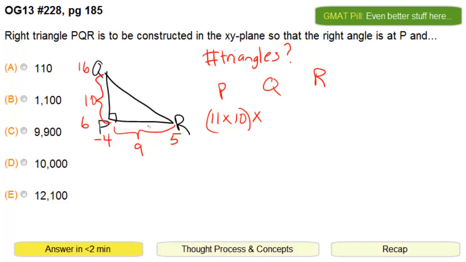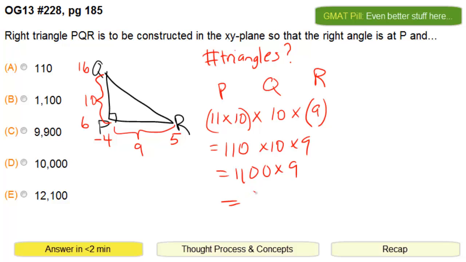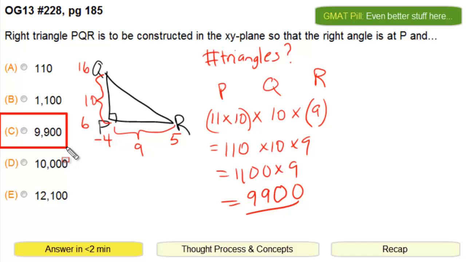That times with Q, well, Q you have to choose from the remaining 10 points. So originally we had 11, you choose 1, there's 10 left over. And then with R, there's originally 10 points, you choose 1, there's 9 remaining. So really this is the calculation you want: 110 times 10 times 9. So that's 1100 times 9, that gives you 9900. So in terms of answer choices, that's answer choice C, 9900.